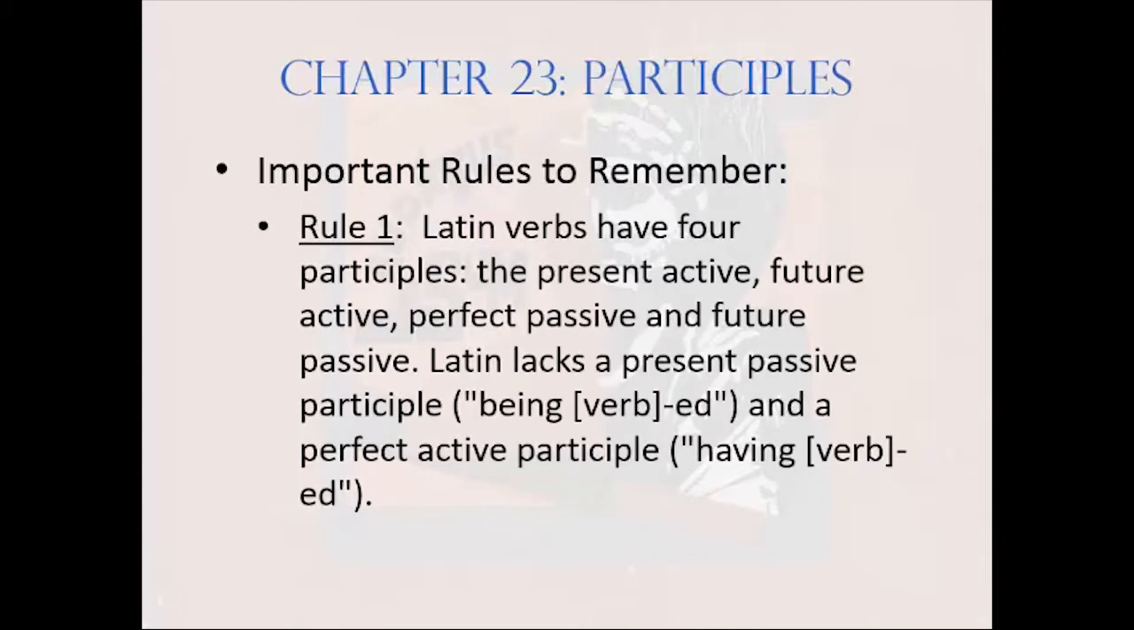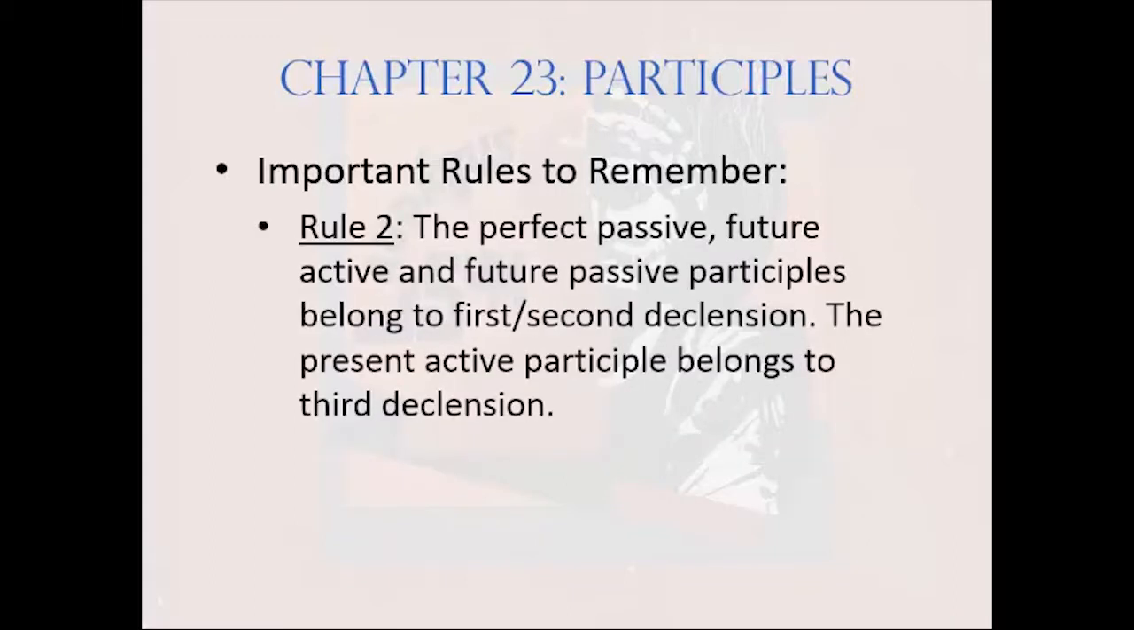Rule 1. Latin has 4 participles: the present active, the future active, the perfect passive, and the future passive. It lacks, however, a present passive participle, that is, being verbed, and a perfect active participle, having verbed. Rule 2. The perfect passive, future active, and future passive participles belong to first, second declension. The present active participle belongs to third declension.